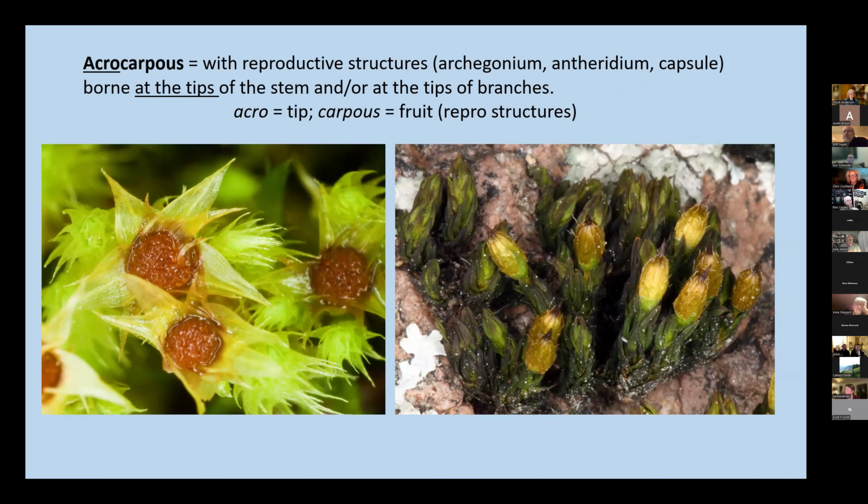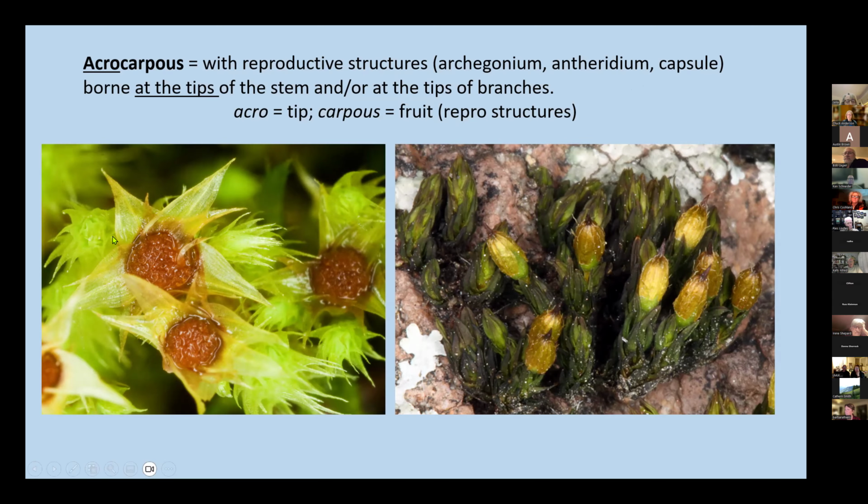So here's this tip word acro, acrocarpus. So we're going to talk about two fundamental things. Hopefully that will help the novice bryologist. The definition is with reproductive structures, that could be archegonium, antheridium, those are the female and male structures, or the capsule, born at the tips of the stem or the tips of branches.